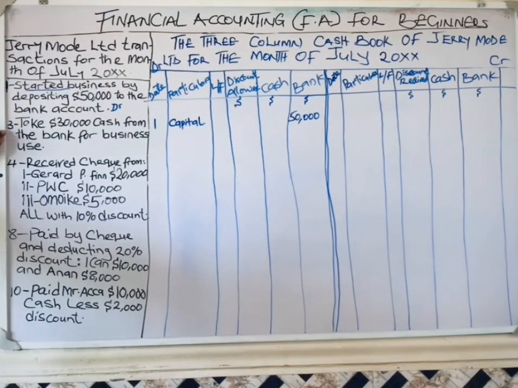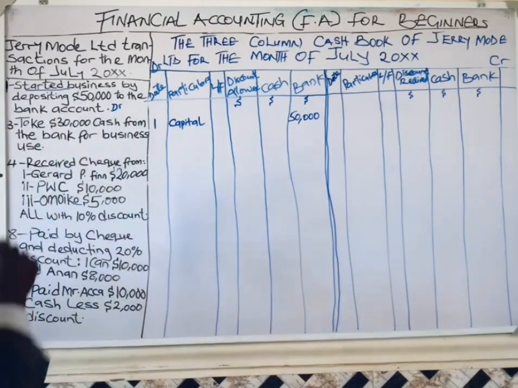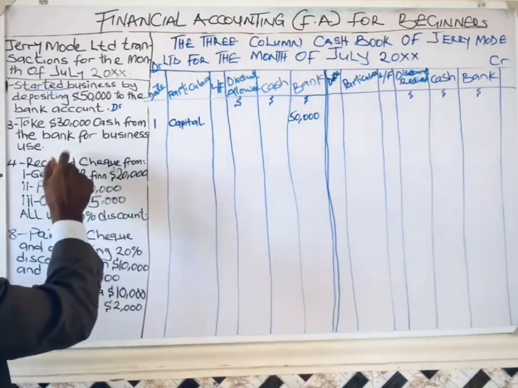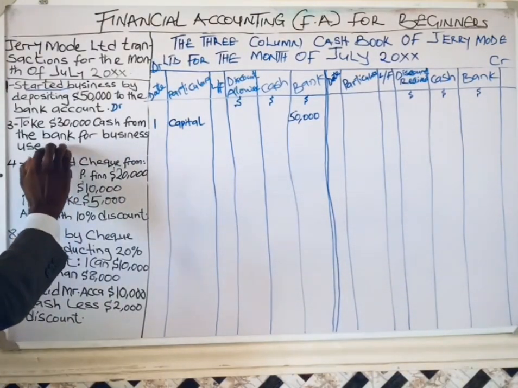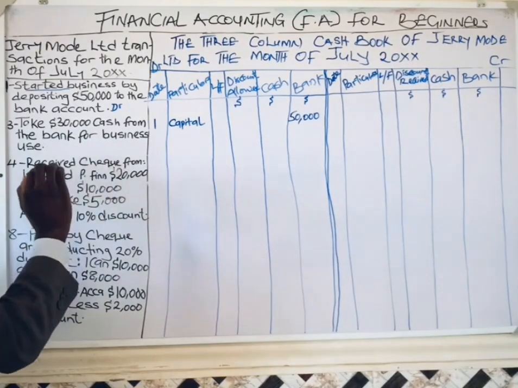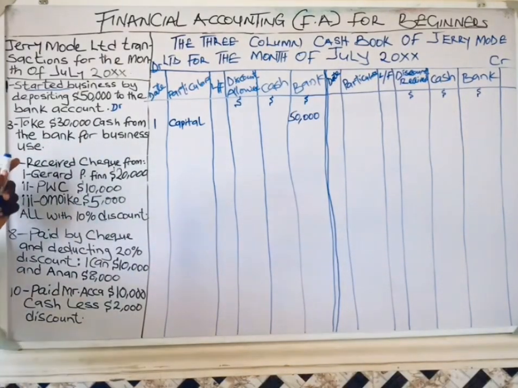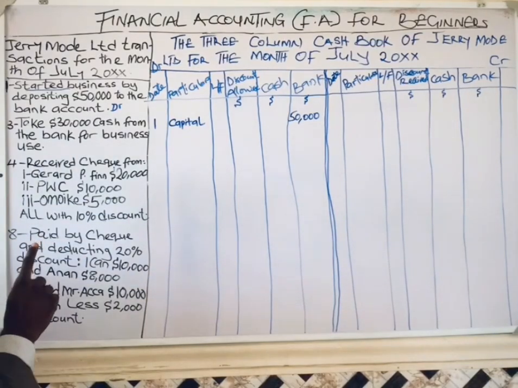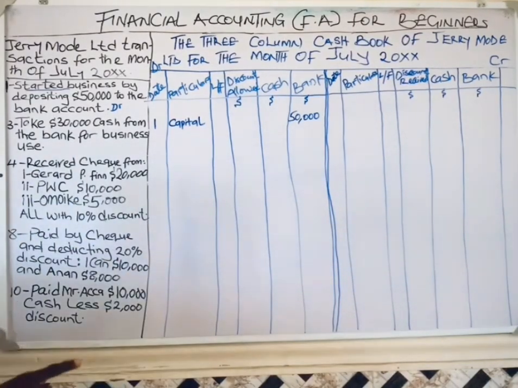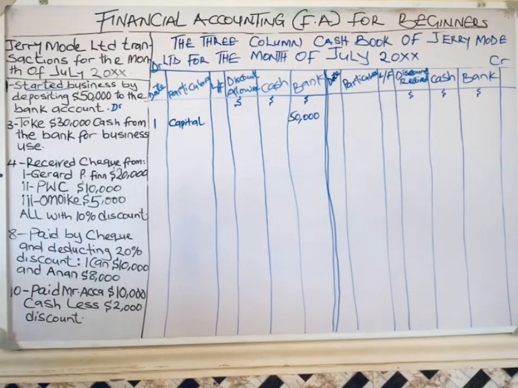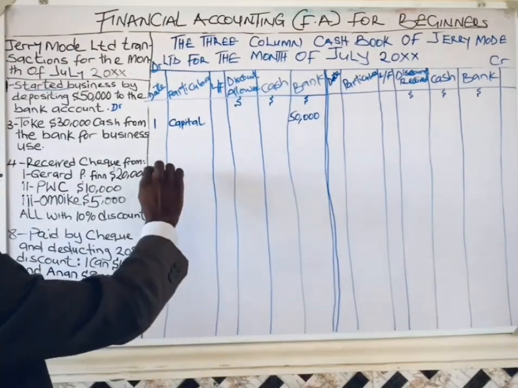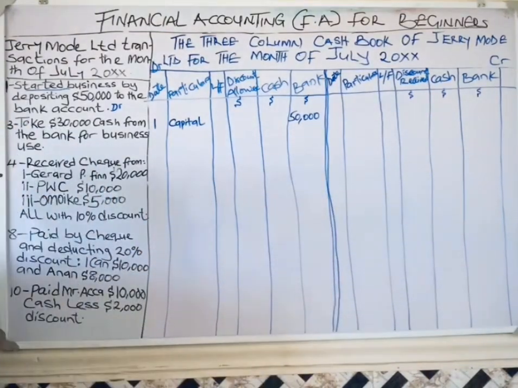On the 3rd of July, we took $30,000 cash from the bank for business use. Go back to my last video where I've explained transactions like this. These are contra transactions. That is, the cash is moving from the bank, not because of buying, but it's coming to the same business. So these types of transactions are called contra transactions, and the entries are contra entries because they will affect both sides of the cash book.